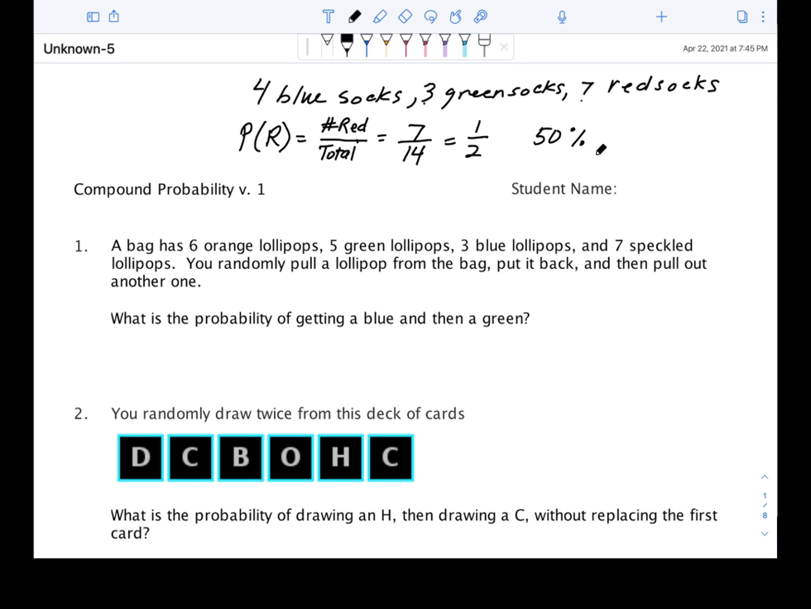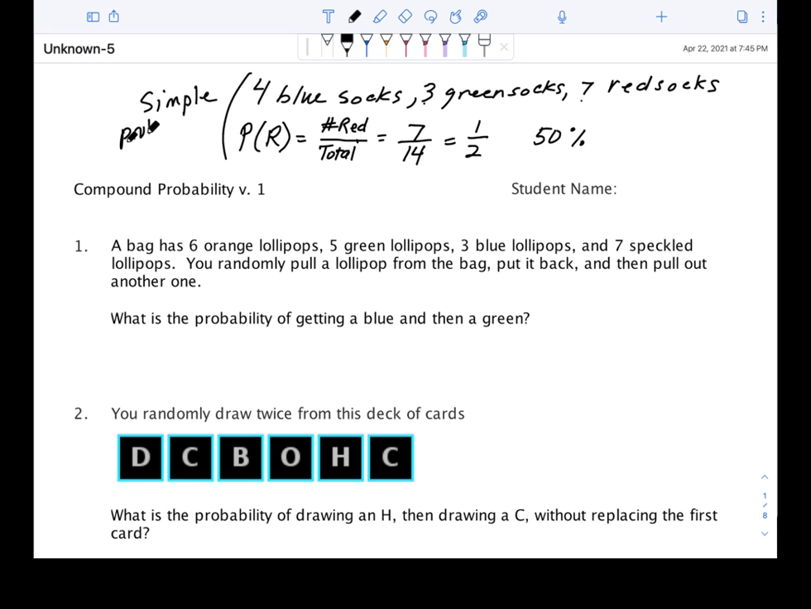And so that is the idea of, sorry, simple probability. Hold on, I've got a dog here. All right. So 50% of the time. This is a simple probability problem.